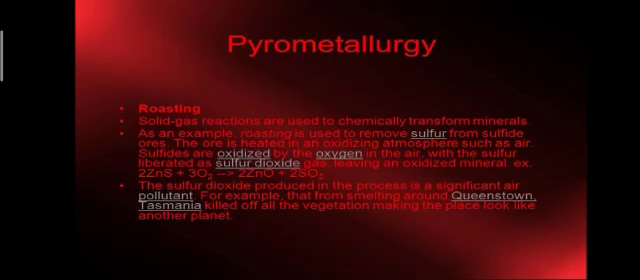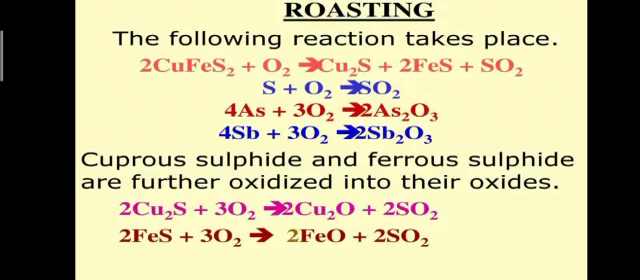The concentrated ore is roasted in a furnace between 500 and 700 degrees centigrade in the presence of a current of air. Ores of metals such as copper and nickel, when roasted in air, are converted into their oxides, and sulfur is converted to sulfur dioxide. We are converting the ore into its oxides, while ores of some metals like lead are partially oxidized and converted into sulfate. This is an example of roasting.